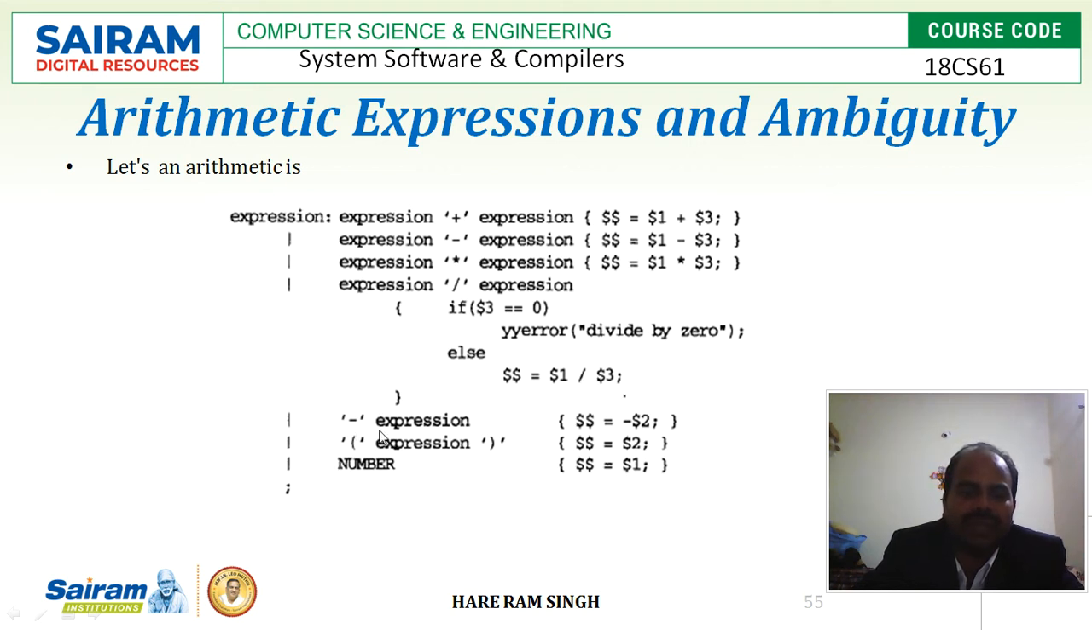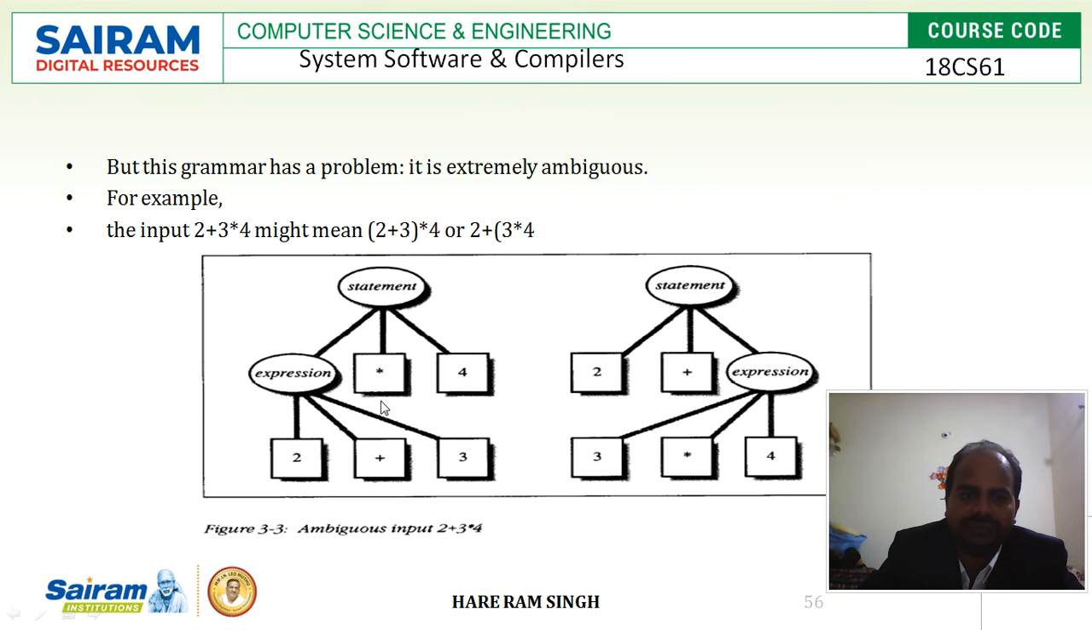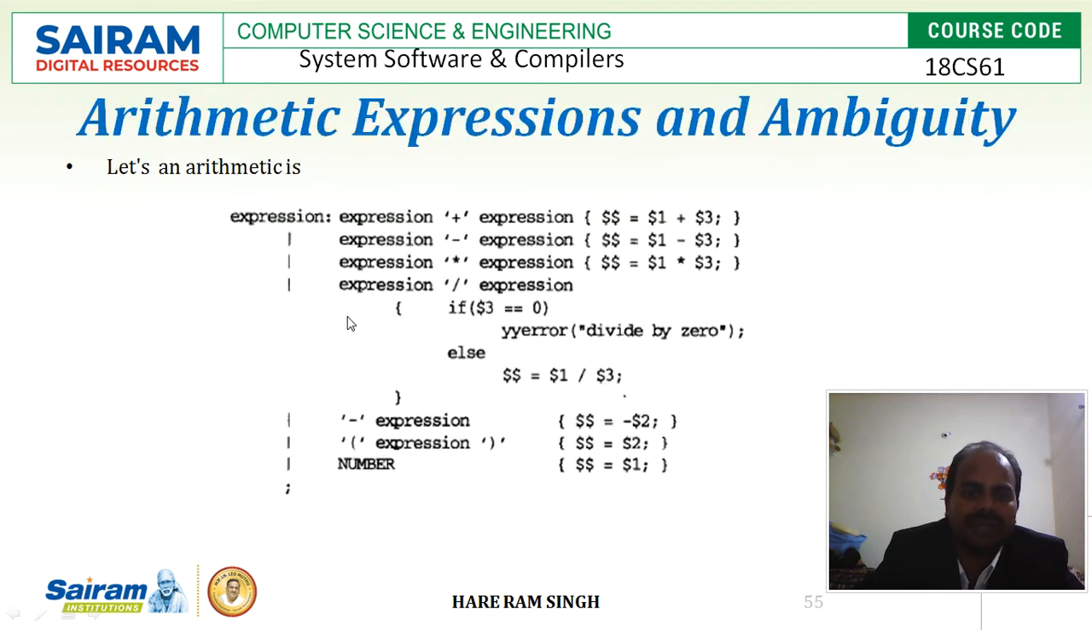If minus expression, then $$ equal to minus $2. And if left parenthesis expression, then $$ equal to $2. Here the left parenthesis is $1 and expression is $2. Then for number, $$ equal to $1. But this grammar has a problem. It is extremely ambiguous.